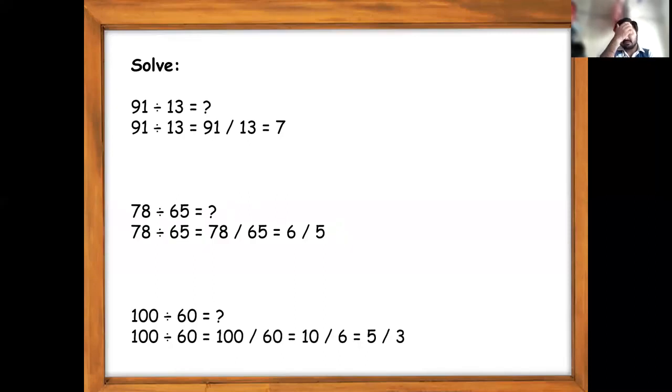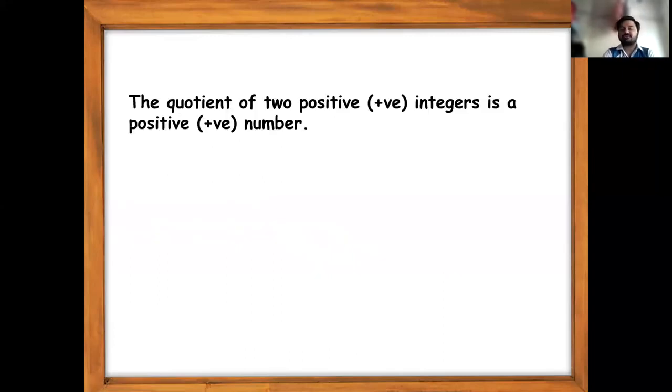Now students, what is your observation with respect to the sign of both the integers in all the sums and the sign of the final answer? Yes, both the integers have a positive sign, and our final answer also has a positive sign. So what do you infer from all these above examples? Excellent. The quotient of two positive integers is a positive number, or we can say a positive integer.